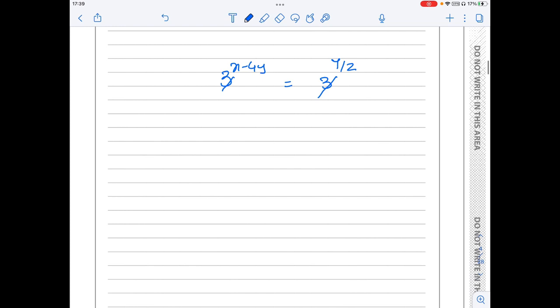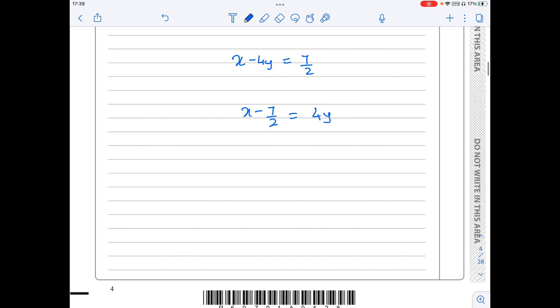3 gets cancelled. So what do I get out? x minus 4y equals 7/2. I want y in terms of x. So x minus 7/2 equals 4y. Divide by 4 on both sides. So 1/4 x minus 7/8 equals y. That's going to be the answer.